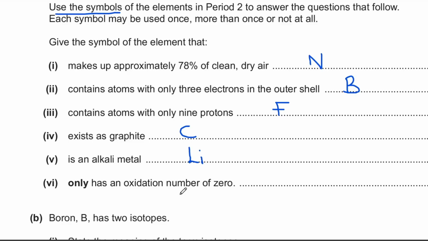And only has oxidation number 0. That describes the noble gases. So the answer is neon. All noble gases have oxidation number 0. So noble gas, our answer is neon.